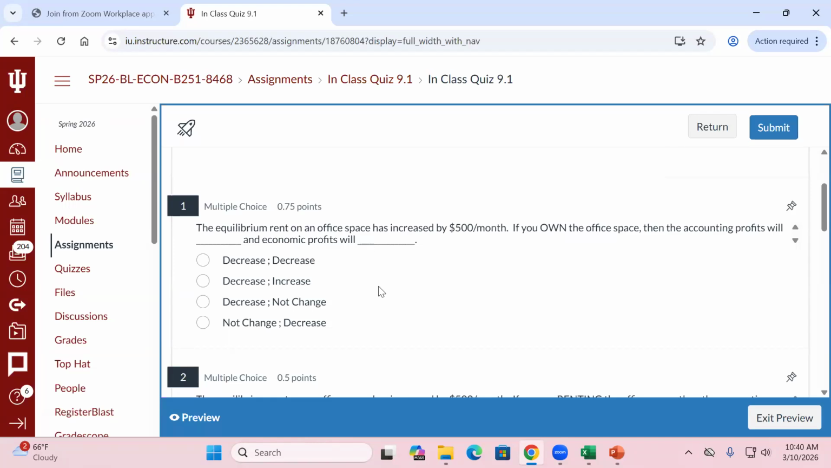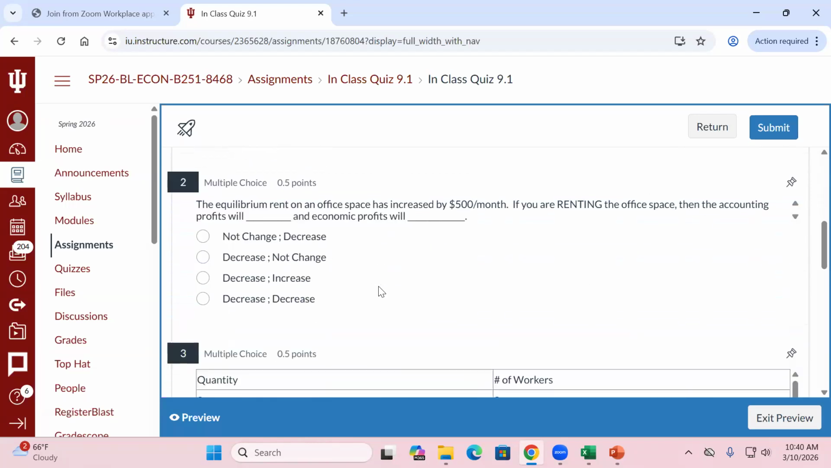So what if instead I had this example where I don't own the space? I'm running my business out of this space, but I don't own it, I'm renting it. Well, if rent goes up by 500, what's going to happen? My explicit costs will go up by 500, which means my accounting profits will go down and my costs are higher. So if I didn't own the space and I run my business out of it, but I'm renting the space, my accounting profits will go down.